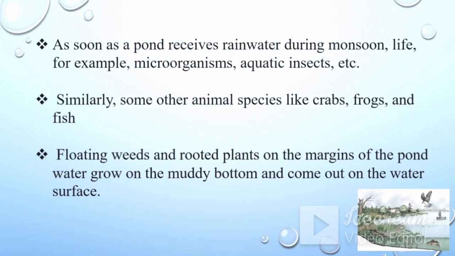As soon as a pond receives rainwater during monsoon, the life that can be found here includes microorganisms, aquatic insects, etc. Similarly, some other animal species like crabs, frogs, and fish can be found. Floating weeds and rooted plants on the margins of the pond water grow on the muddy bottom and come out on the water surface.